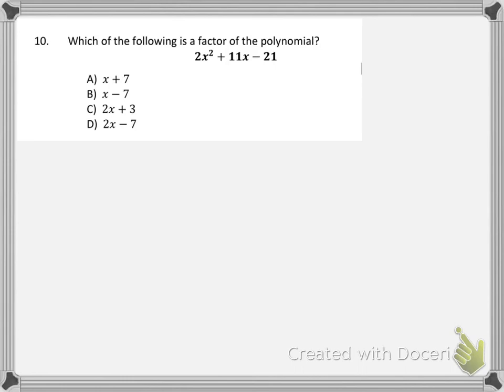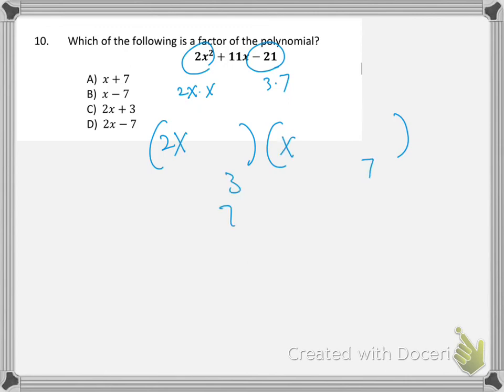So now the trial and error method. You can try the AC method by yourself. For trial and error, we look at this part and that part. So how can you get 2x squared? It's 2x and x. What's 21? 3 times 7. So now let's try to pair them. 2x here, x there. So here is 3 and 7, or 7 and 3. Again, this is negative, so we need one of them to be negative.